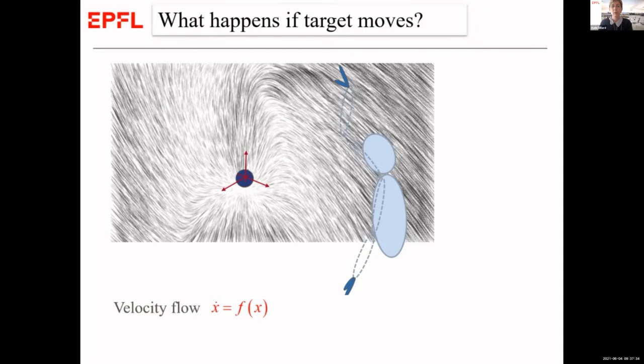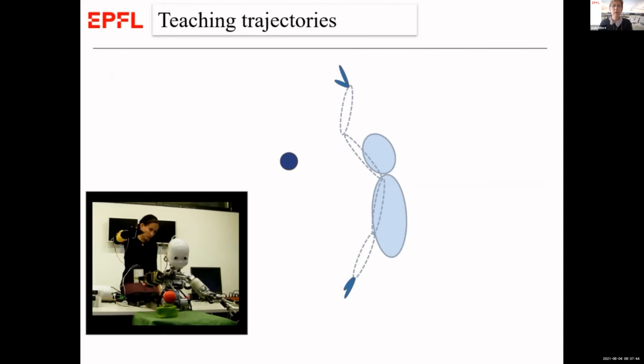You just have to compute f of x at each time step, and you know that eventually it will lead you to the object. So that's the core behind every single one of the techniques that I will show here. Now, how do we learn f of x? Well, we can learn it from demonstration.